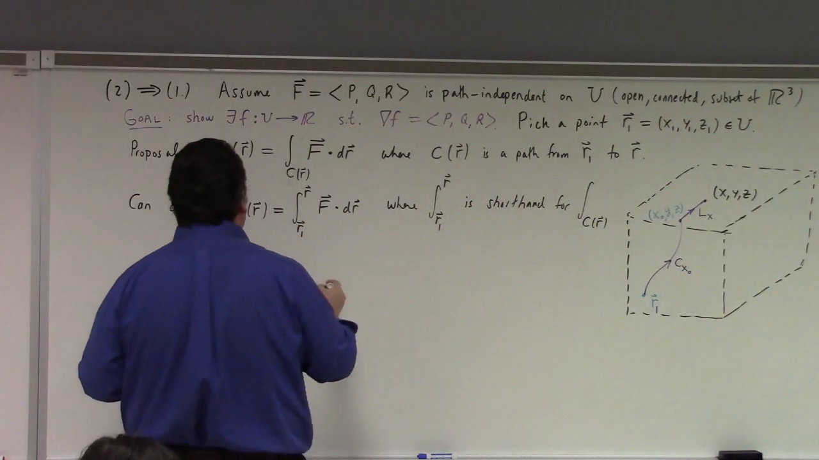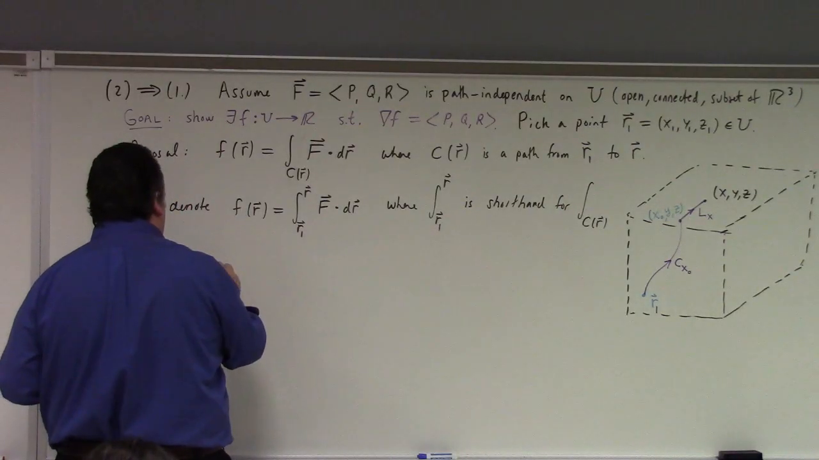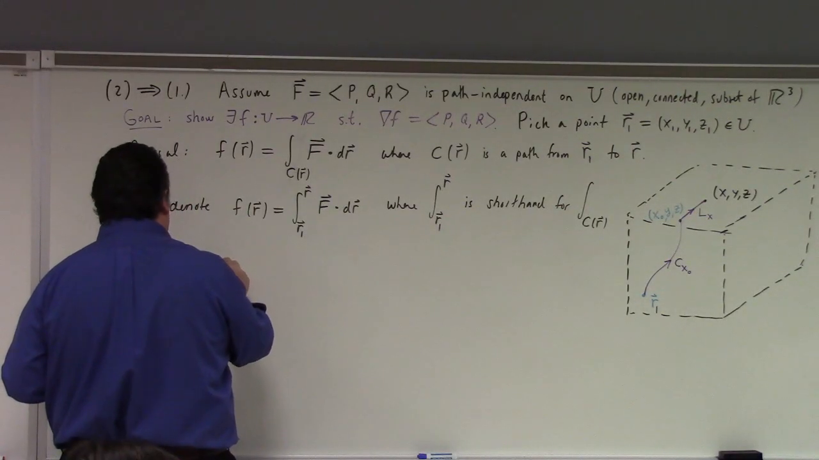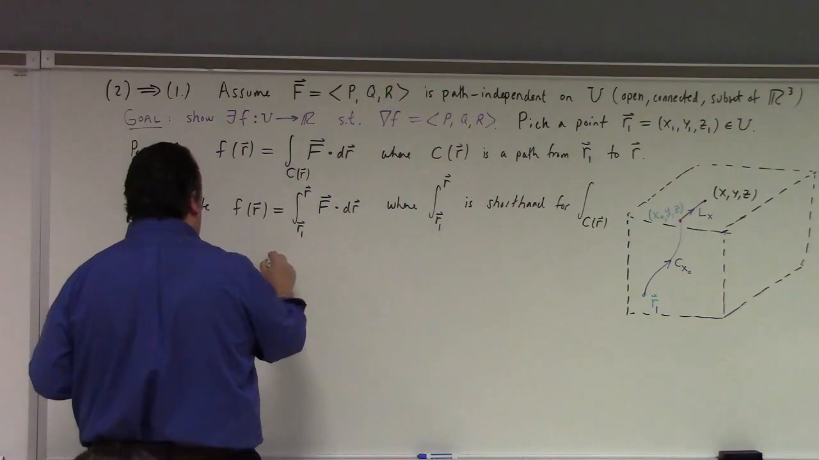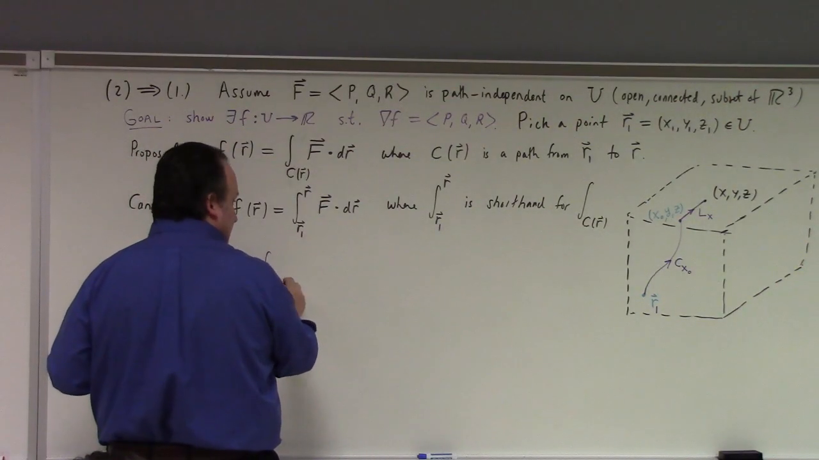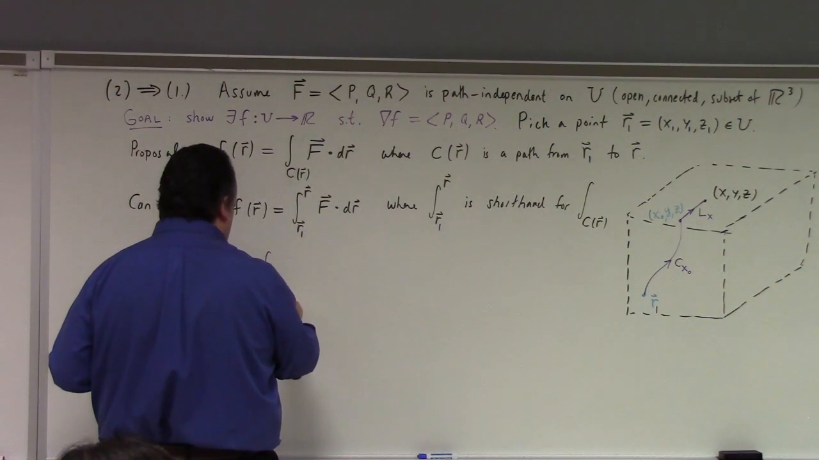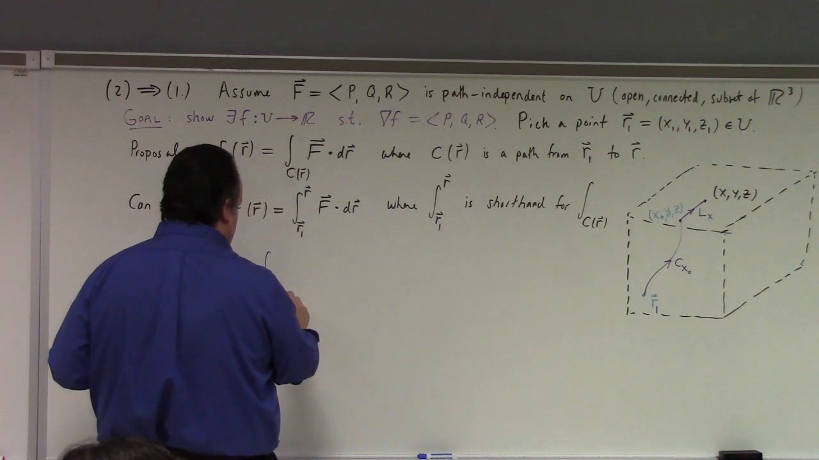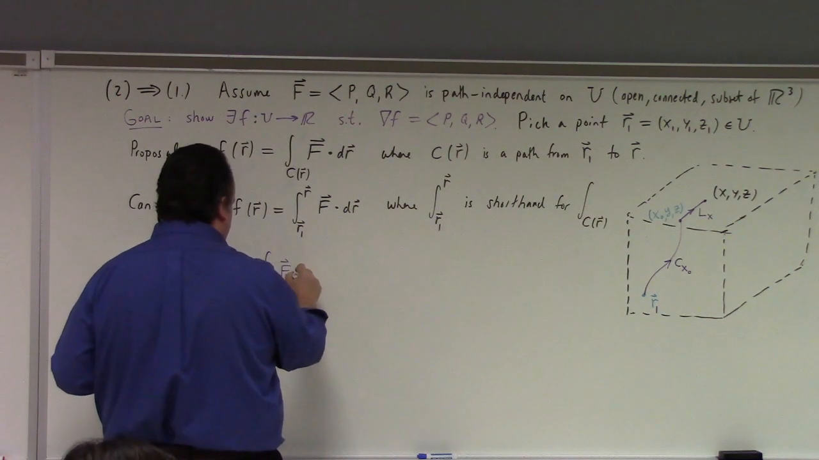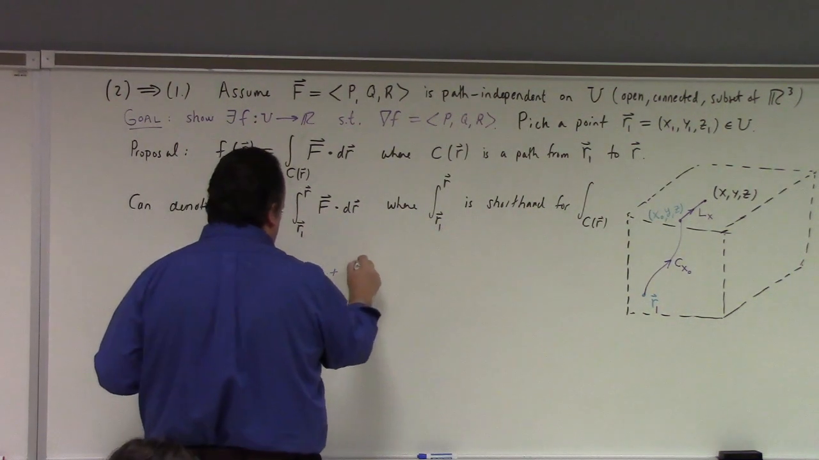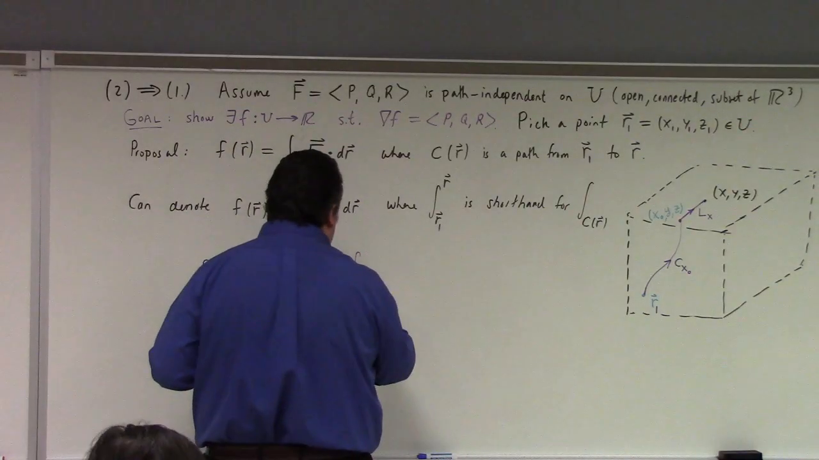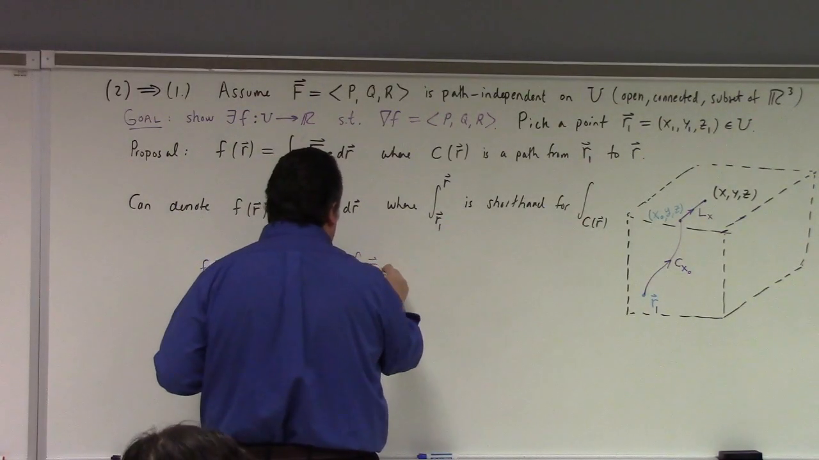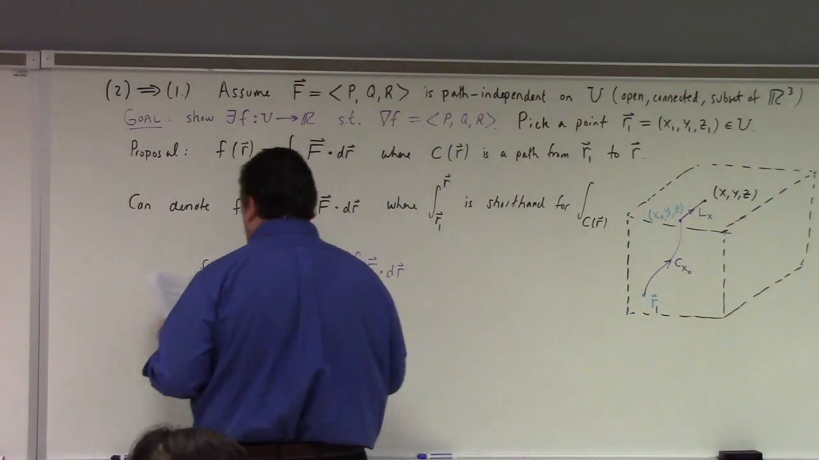All right, so f of r is equal to the integral over Cx naught of f dot dr plus the integral over L sub x of f dot dr. All right.